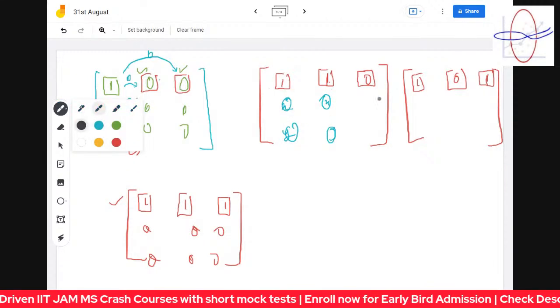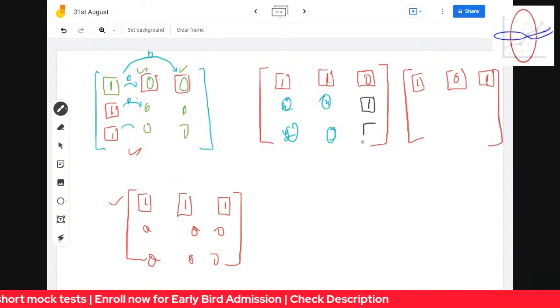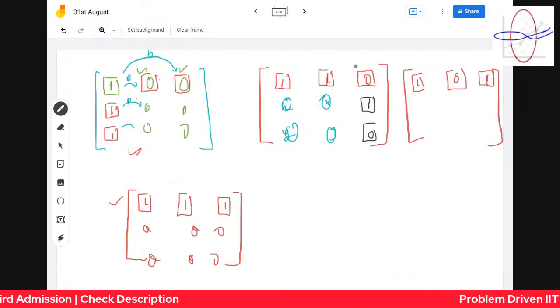Now, understand very carefully. Let's check this. If you take any one of them as 1 and the other one to be 0, it automatically turns out to be a rank 2 matrix. So you can also find out the number of rank 2 matrices, rank 1 matrices.